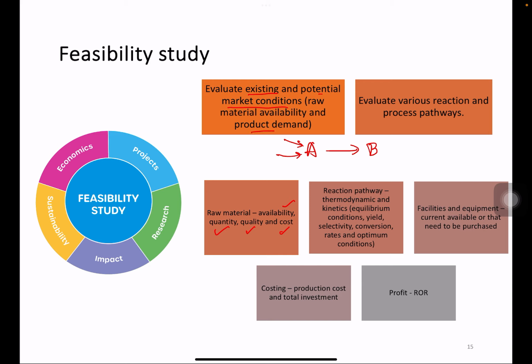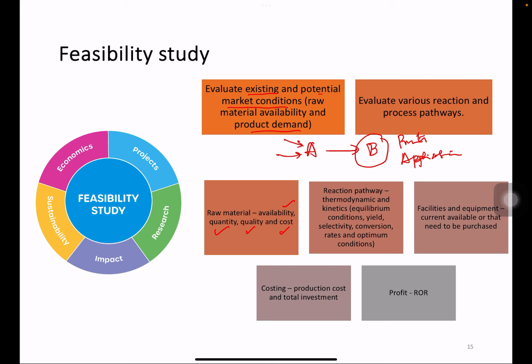And also, what is the product demand? Who is using this product B? What is the purity of your product? What are the various applications of this product? So you need to do some market analysis. What is the trend? Maybe you can study the last 5 to 10 years of market data and see whether the demand is increasing or decreasing. If the demand is decreasing continuously, there's no point in producing this product, right? So the main important thing when you do the market analysis is to identify the gap between your supply and demand.